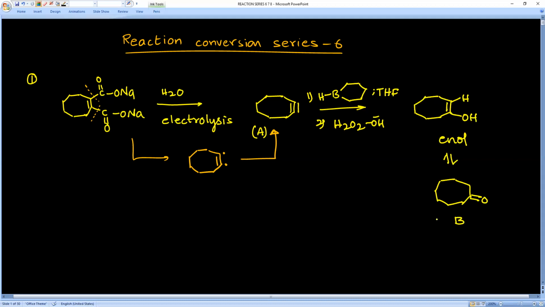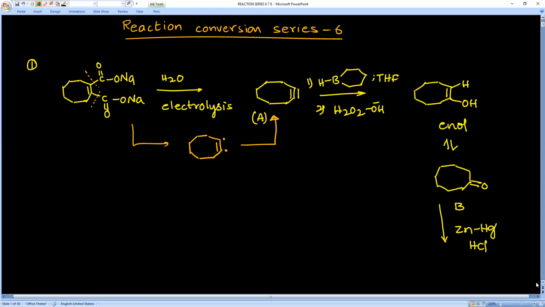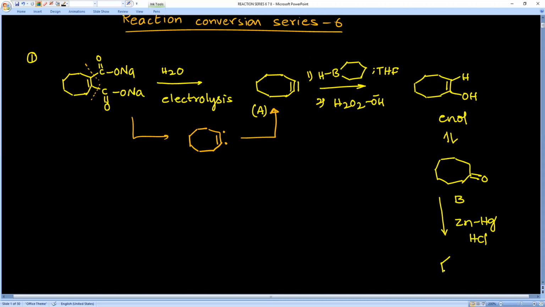This is compound B. Now this compound is treated with zinc amalgam and HCl. This is Clemmensen reduction. In Clemmensen reduction, the keto group converts into hydrocarbon. But instead of this HCl, I have given DCl, right? Therefore, instead of hydrogen atoms here, deuterium attacking takes place. CD2 will be at this position. Okay, this is compound C.